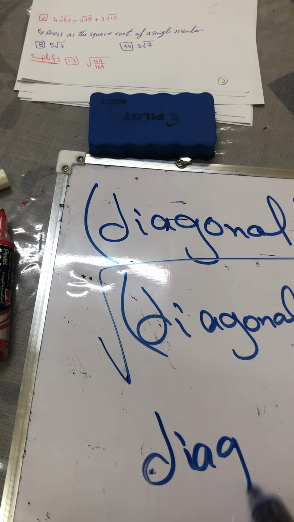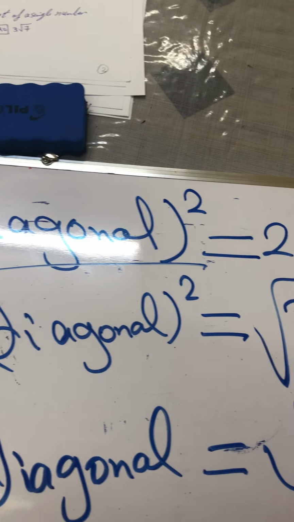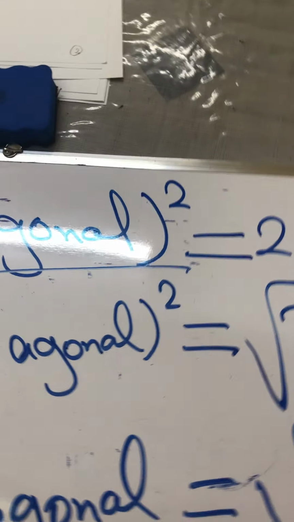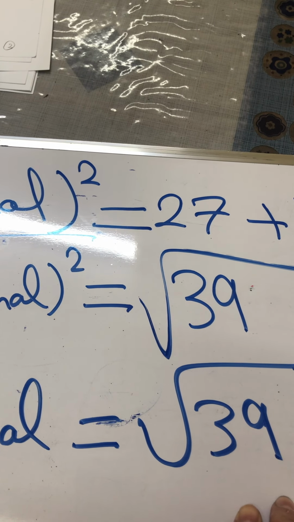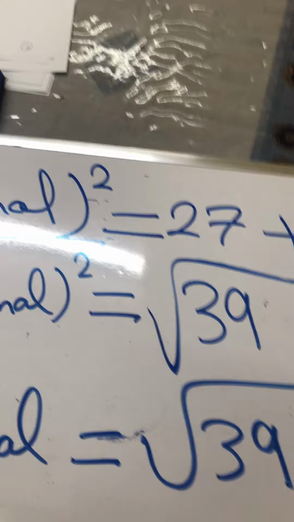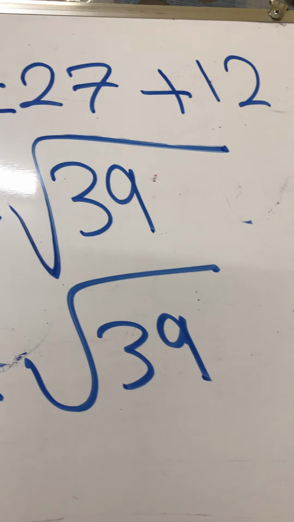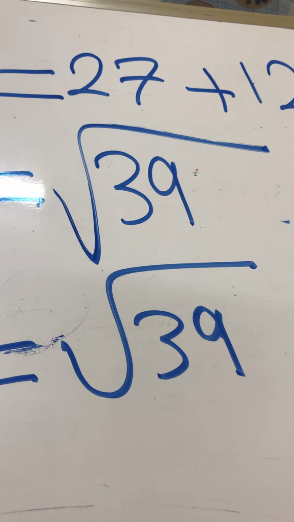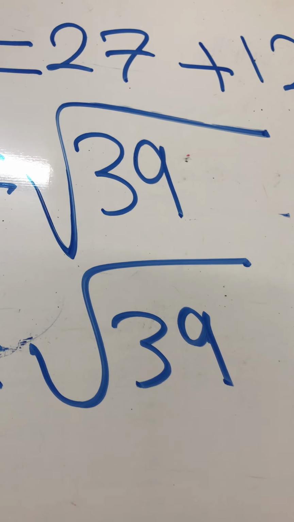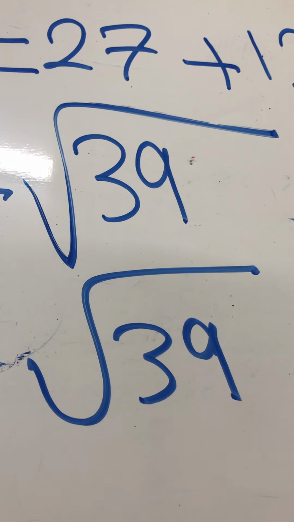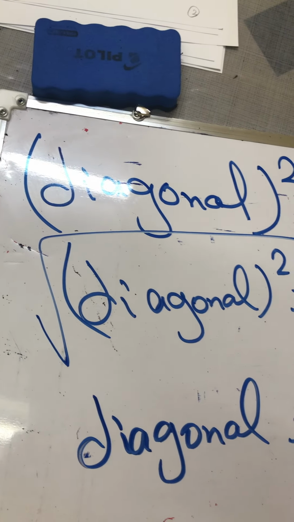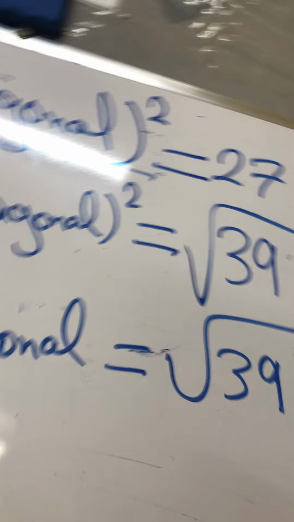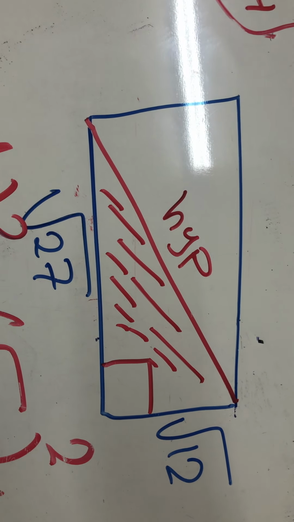So here the diagonal equal square root 39. Okay, this is square root 39. We can keep it as it is, or it will be 3 times 13. So the diagonal is square root of 39 or square root of 3 times 13. Neither factor is a perfect square, so I can't take one of them outside the square root, because the diagonal is a hypotenuse in this rectangle.